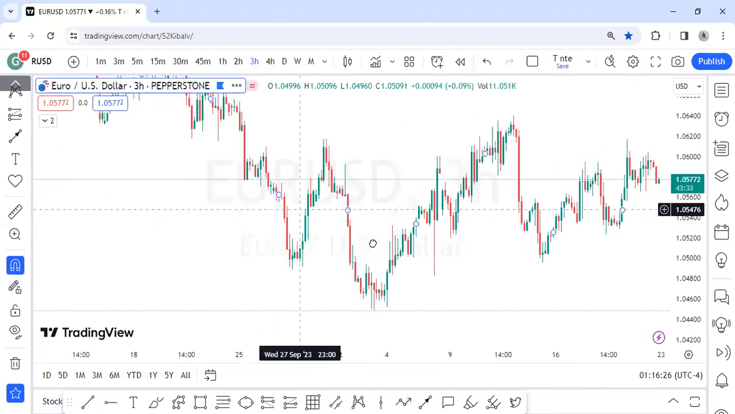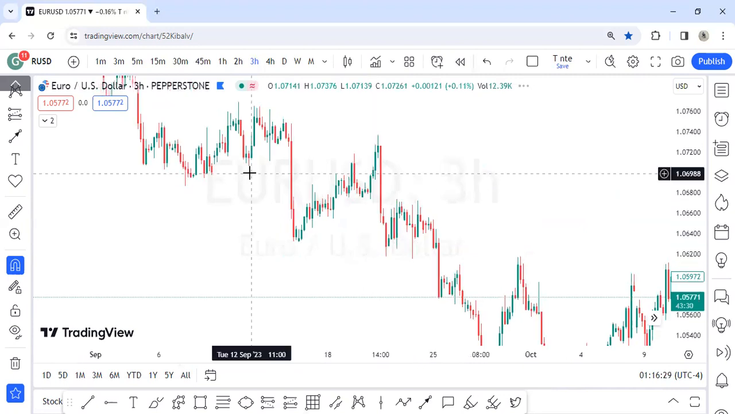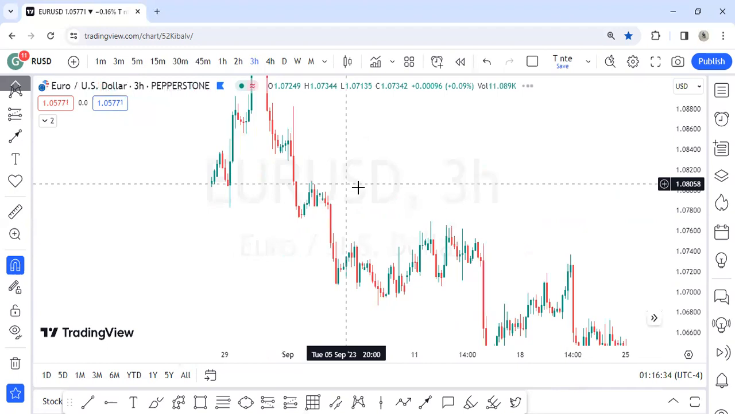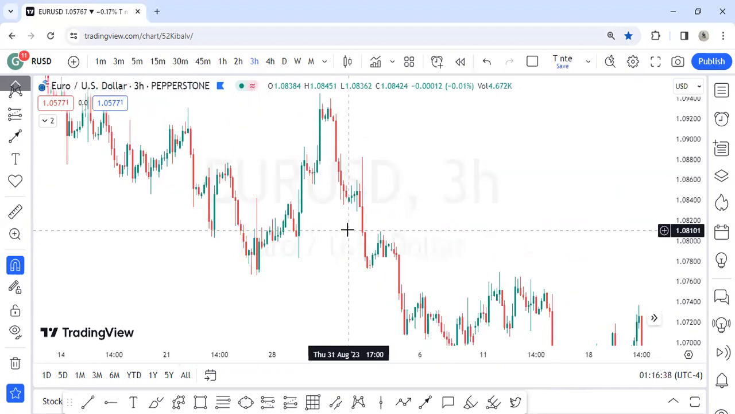Number one, the market must be in the trend that you're looking at. The market must be trending in the direction that you are anticipating. So this is a very clear example of a breaker block. We had two of them. What do we have here?